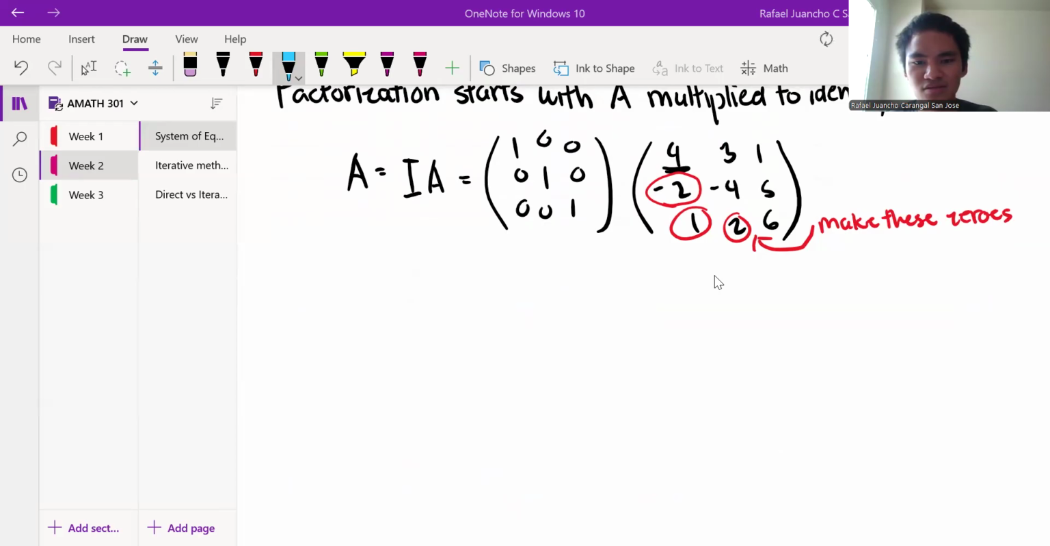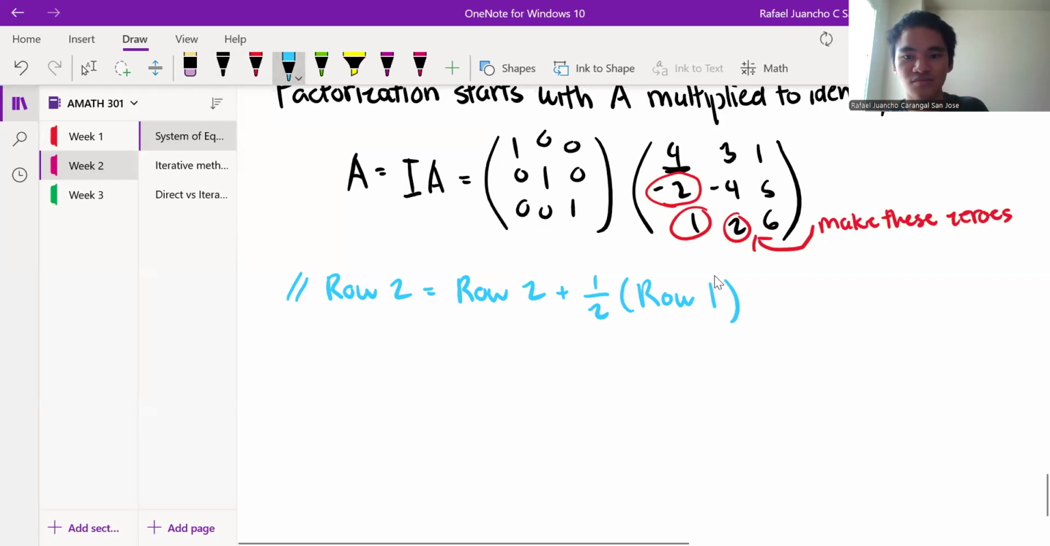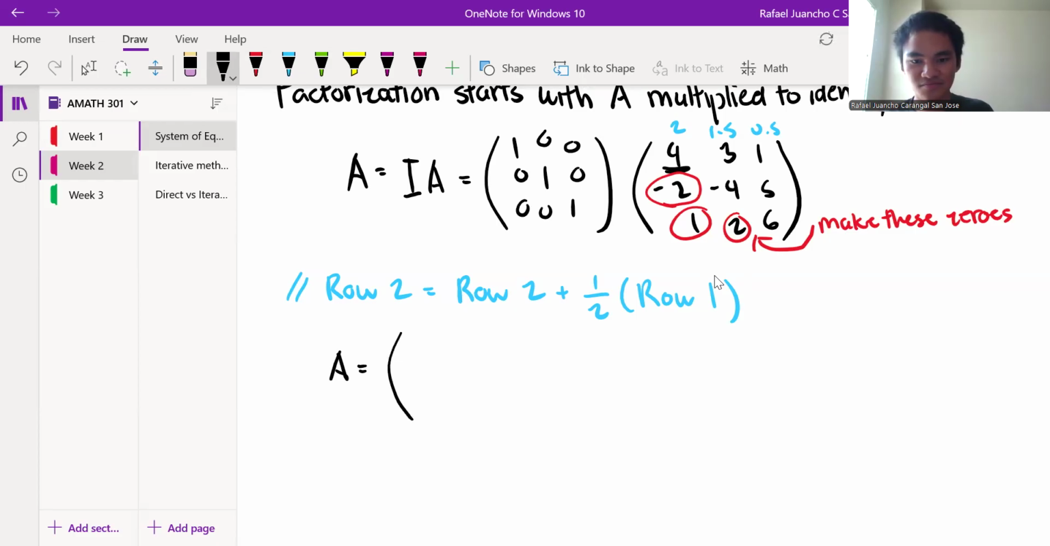So how is this going to look like? So for row two, we want to multiply 1/2 to row one, and then add that to row two, right? So here's my first step. My row two will now be row two plus 1/2 of row one. So 1/2 of row one, well, this is just two. 3 divided by 2 is 1.5, I think. Okay, 1.5, and this is 0.5. And I want to add that to row two. So I'm basically updating what I have here, right?